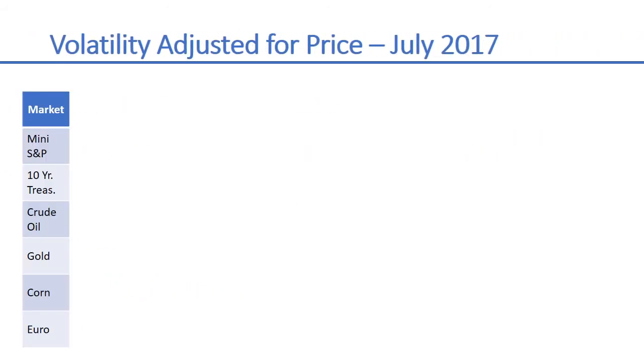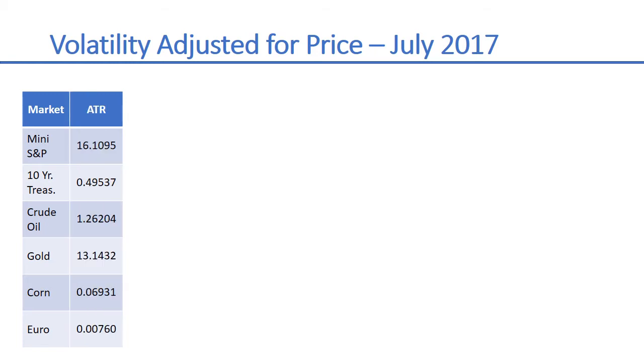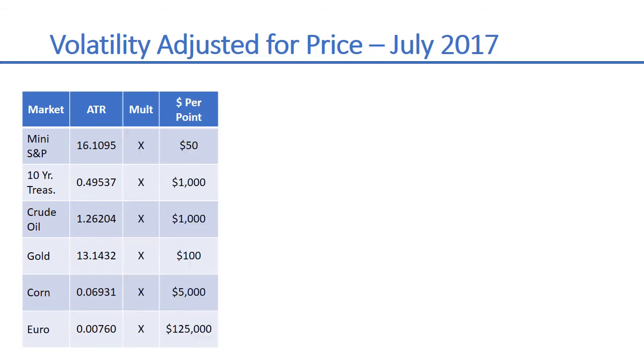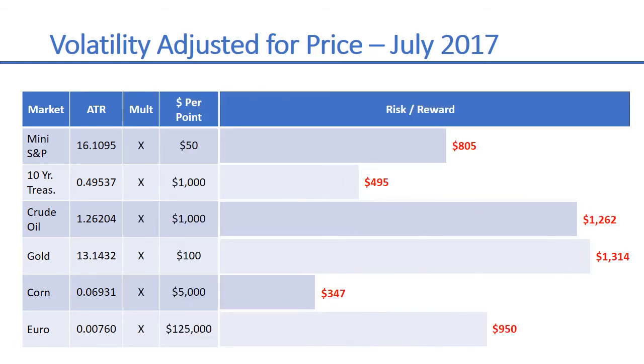We'll measure risk by looking at the average daily true range for each market over the month of July 2017. This is the number of points the market moved on average in one day. We'll multiply this range by the dollar value of each point. This gives us the average amount you could gain or lose in a typical day. By way of comparison, note that the potential for gain or loss in gold was almost 4 times that of corn.